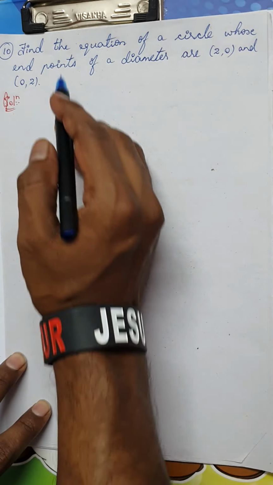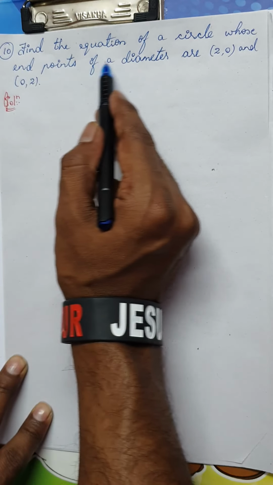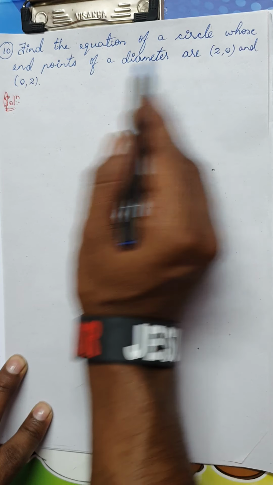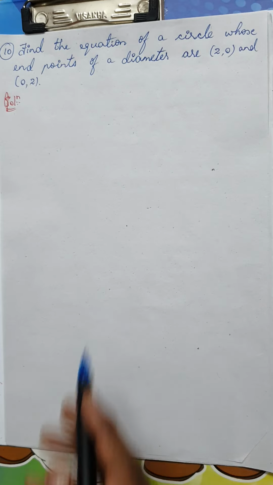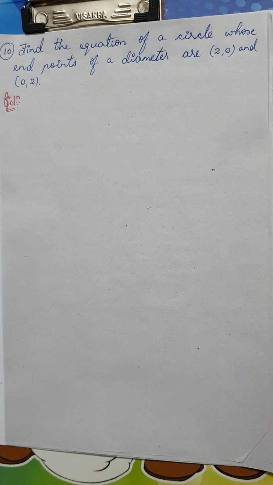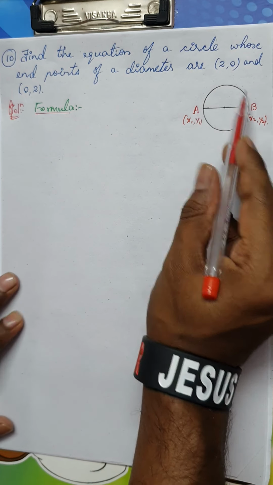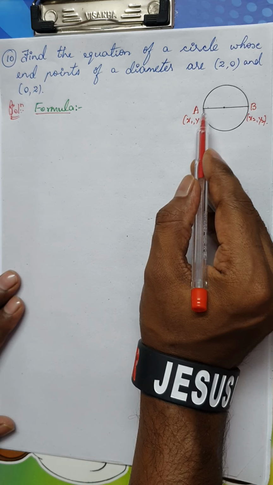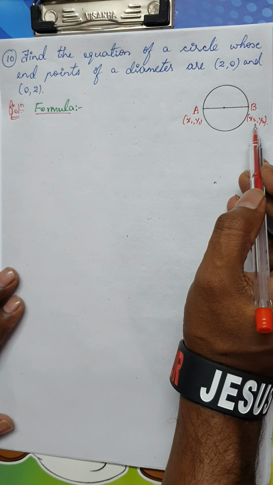Right, students, so this is what question number 10 says. Find the equation of a circle whose end points of the diameter are 2, 0 and 0, 2. Now here, what is the data given? Two endpoints of the diameter of a circle are given. You have to find out the equation of the circle. Can you imagine the picture here? So picturize this situation. Let me consider the first point as x1, y1. The other point is x2, y2.